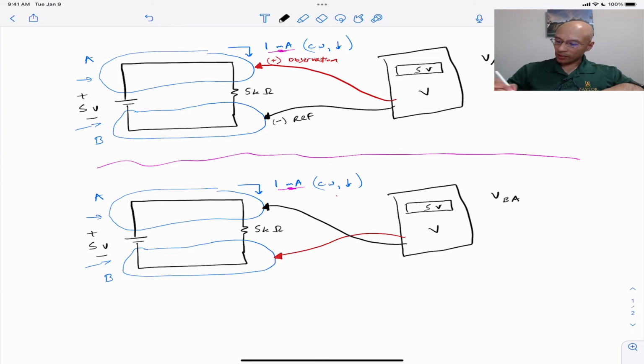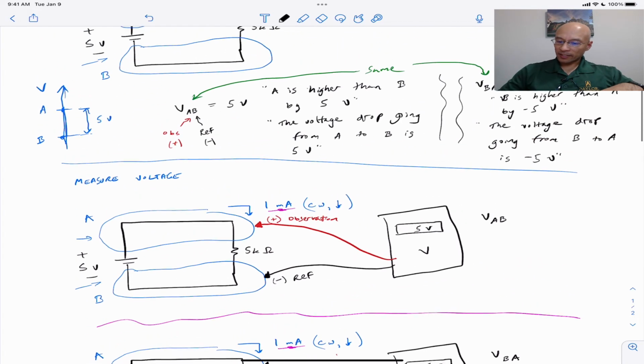And we know that we haven't changed the circuit at all. Current still is flowing counterclockwise, and A is higher than B by 5 volts. So VBA is the answer to the question, how much higher is B than A? Well, that's negative 5 volts.